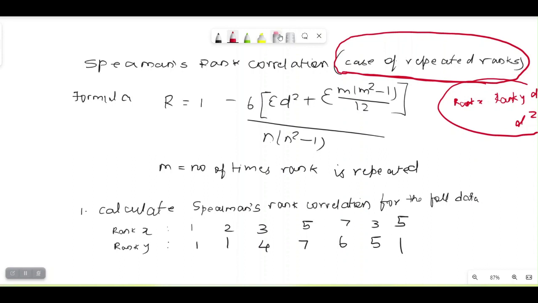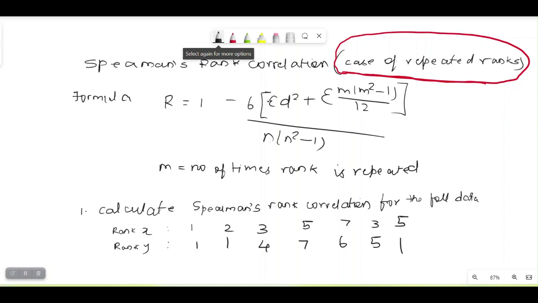Now in the repeated rank case, the formula is 1 minus 6 into summation of d square plus summation of m into m square minus 1 upon 12, upon n into n square minus 1. And m is the number of times the rank is repeated. We all know what d is. D is the difference in rank. N is the number of observations. M is the number of times the rank is repeated.